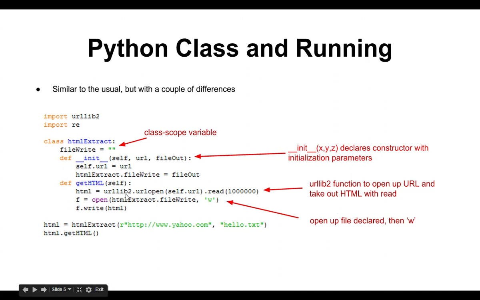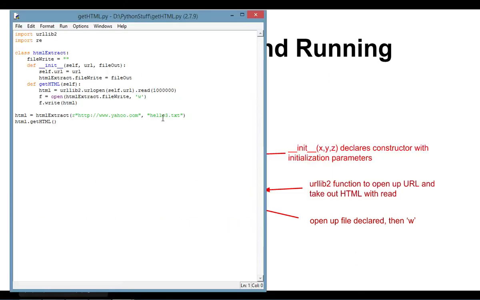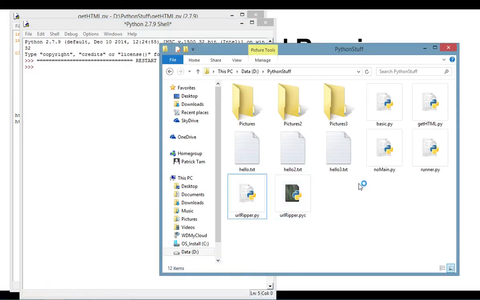So right here, I use urllib2, and then urlopen, the URL that's passed through there, and then I read 1 million lines of the HTML. And then right here, I open up a file with the other parameter, and then open it as a write, and then I write the HTML to there. So then right here I am running this code for yahoo.com and saving it to hello.txt. And then show right here.